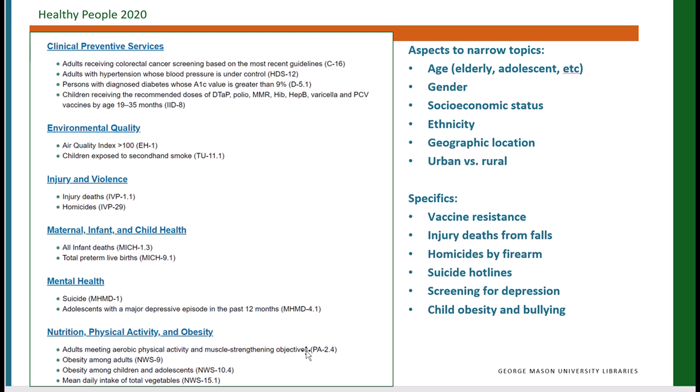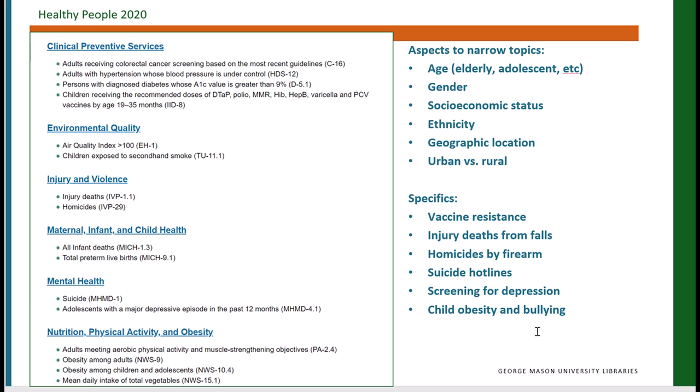Then there's one about adolescents with a major depressive episode in the past 12 months. That's not a research topic. That would be a statistic. That would give you a number. So to actually search for something that would be useful as a research project, you could look at screening for depression in adolescents. Under nutrition, physical activity, and obesity, we know obesity is a problem among children and adolescents. So let's add some other parameters there to make this a narrower search. We could look at child obesity and bullying and see if there's a connection there.